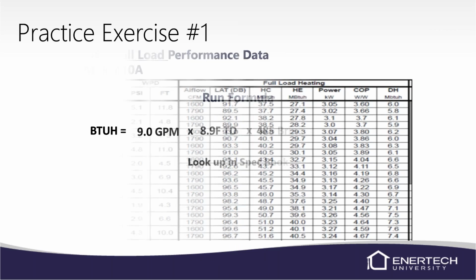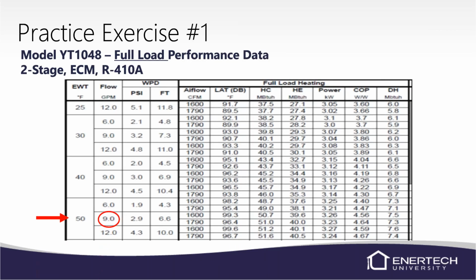So we'll go back to the chart. Again, 50-degree entering, 9 GPM, and I believe it said we were at 1600 CFM. So if you look at this airflow chart next to your feet ahead, it'll show either 1600 or 1790. So we'll use the 1600 and we'll follow that over until we get to the HE column. You can see the arrow there. We'll follow that down at 1600 CFM. It's telling us that we should be extracting 39.6. That means 39,600 BTUs.